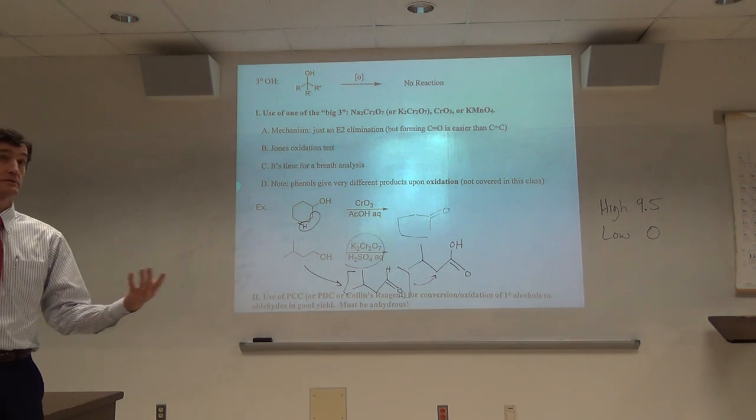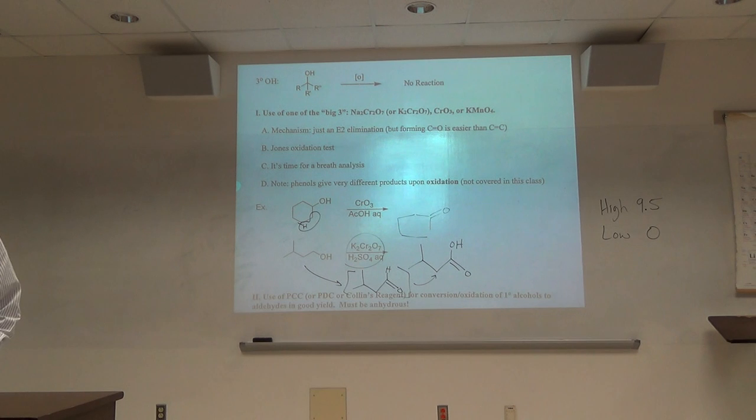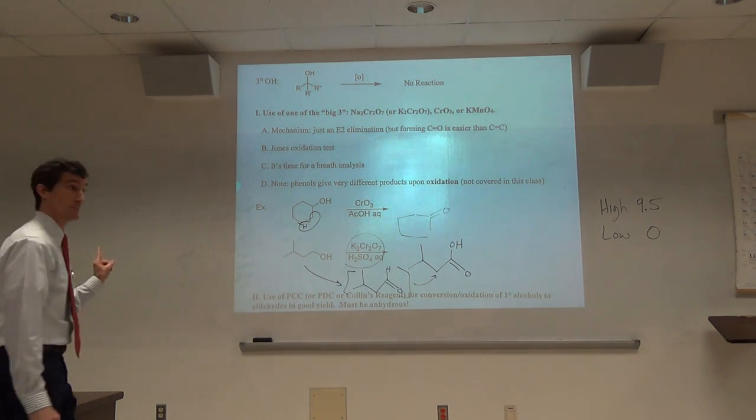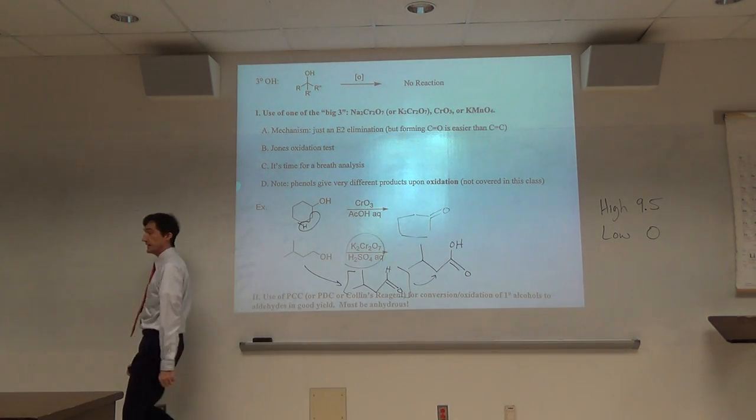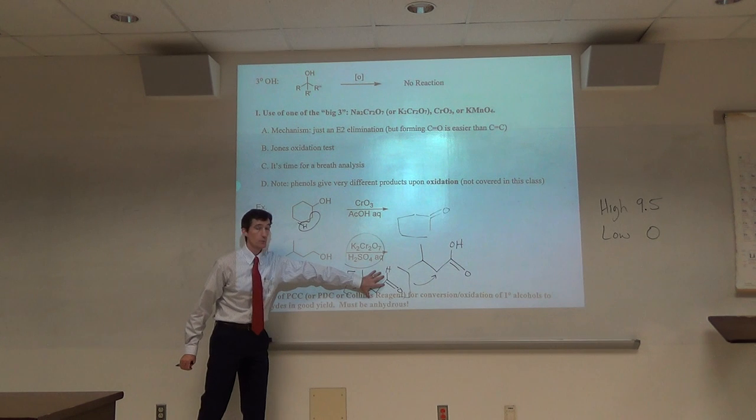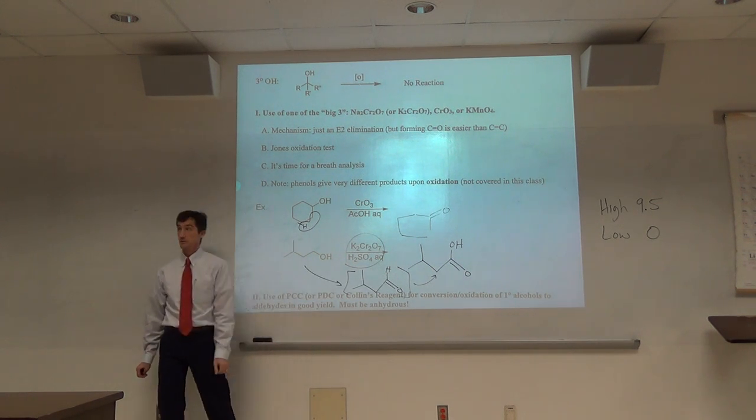Maybe something else doesn't. Maybe calcium hypochlorite doesn't. That's what we're using in lab. But the big three do. The big three take the primary alcohol all the way to the carboxylic acid. If you want to stop at the aldehyde, we can do that. We'll talk about it below.